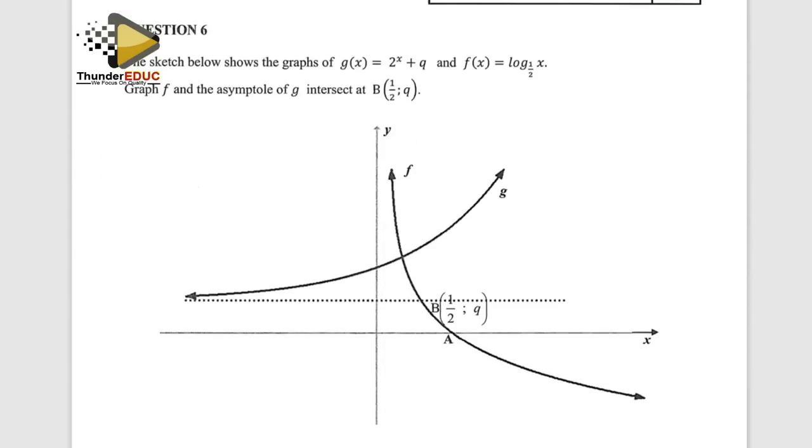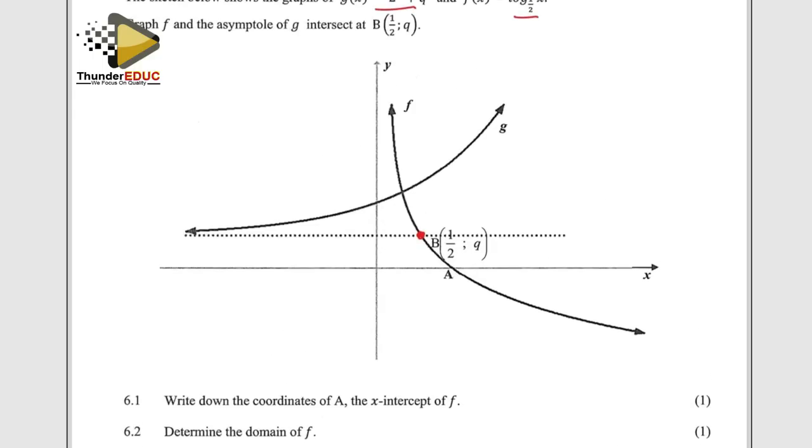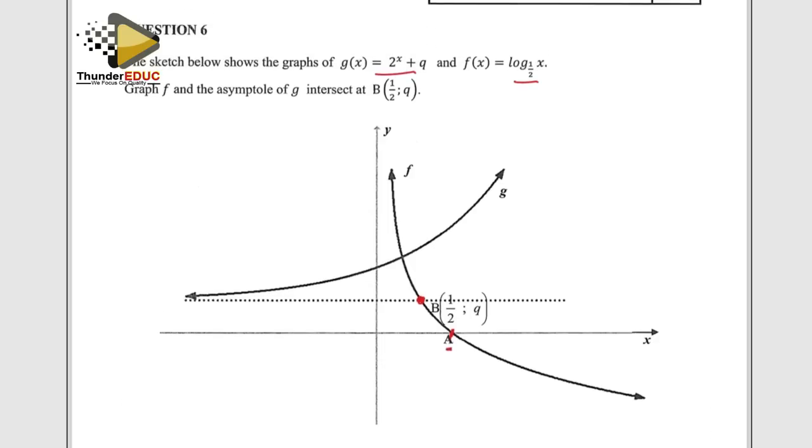Question 6. Sketch below g of x, which is an exponential, and then another exponential, a log function. So graph f and asymptote of g intersect at this point. Okay. Then they want us to get the coordinates of A. So this is the x-intercept, and y is going to be 0.